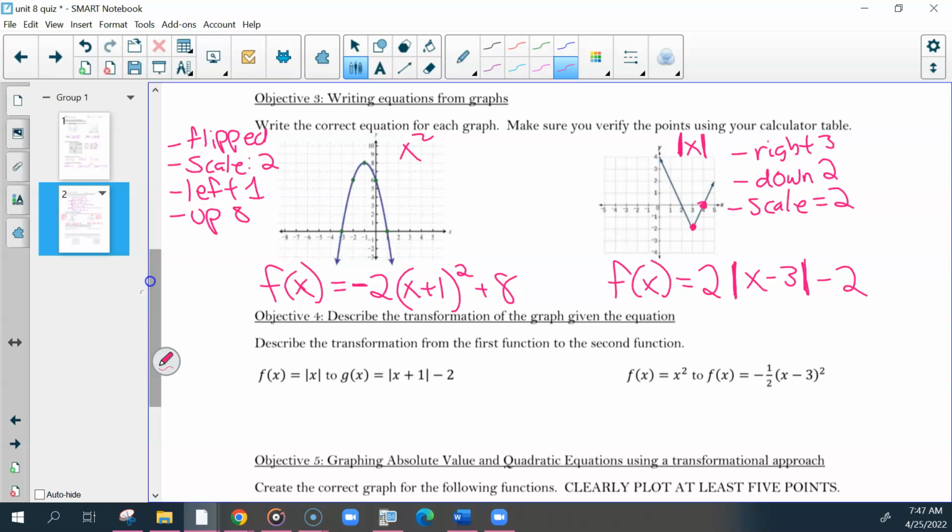Is there always a scale for these ones? Not always, it just depends. So this one we know there's a scale because this distance is 2 and not 1. This one we know there's a scale because when you count the slope, this is 2 and not 1. Looking for slope in the scale, yeah. Well, for absolute value. For the quadratic, you have to kind of look at the difference. Other questions on those two?